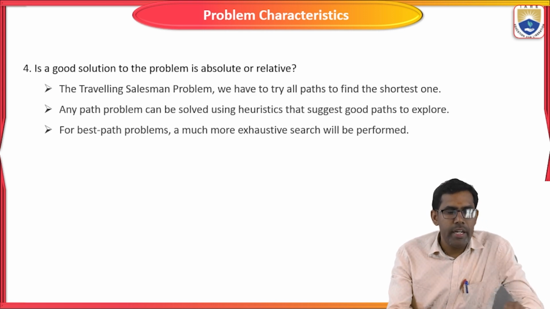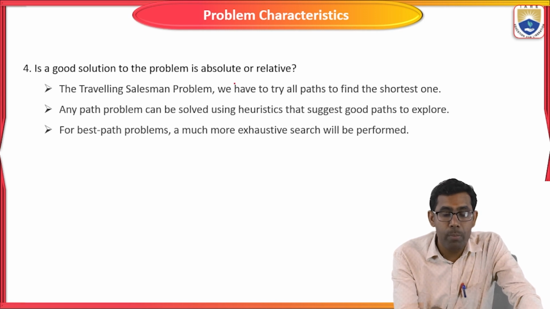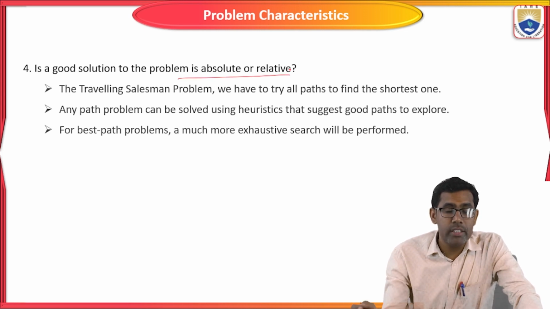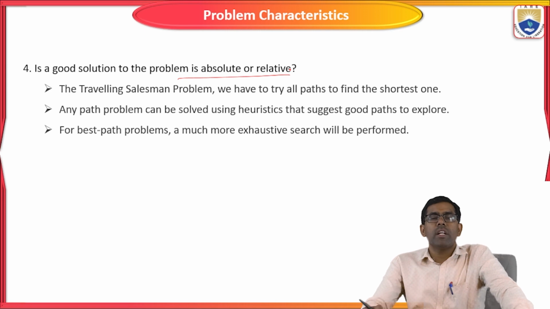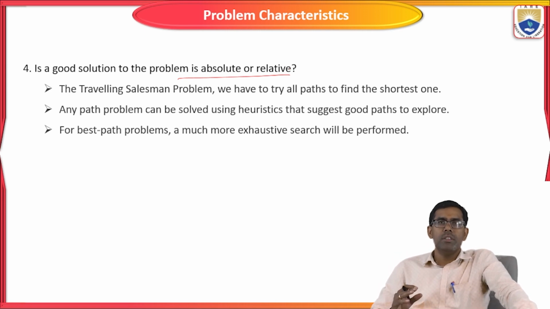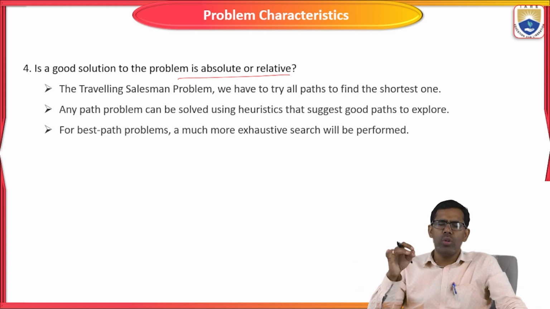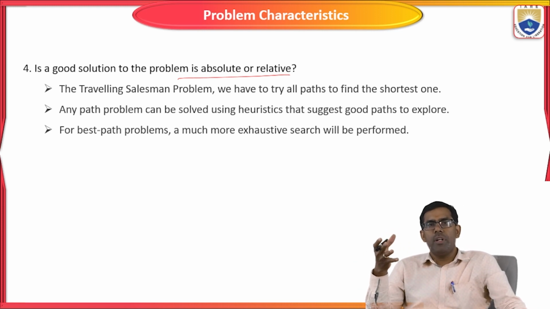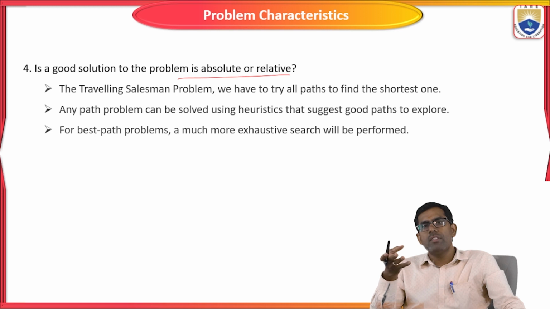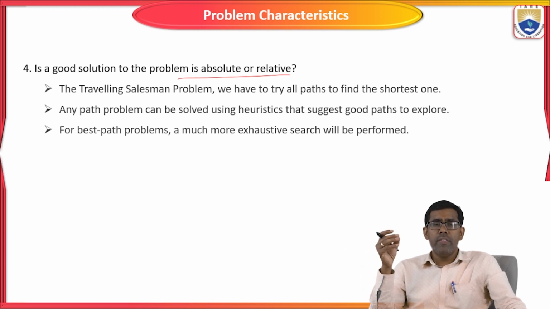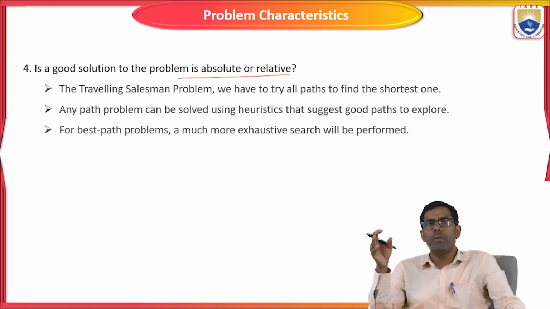The next one is: is a good solution to the problem absolute or relative? It's the traveling salesman problem. We try to find some path to reach the destination, and we find the shortest path. If the traveling salesman problem is there, we reach from the source to the destination using the shortest path. So then, in the searching process, we search for any kind of problem.